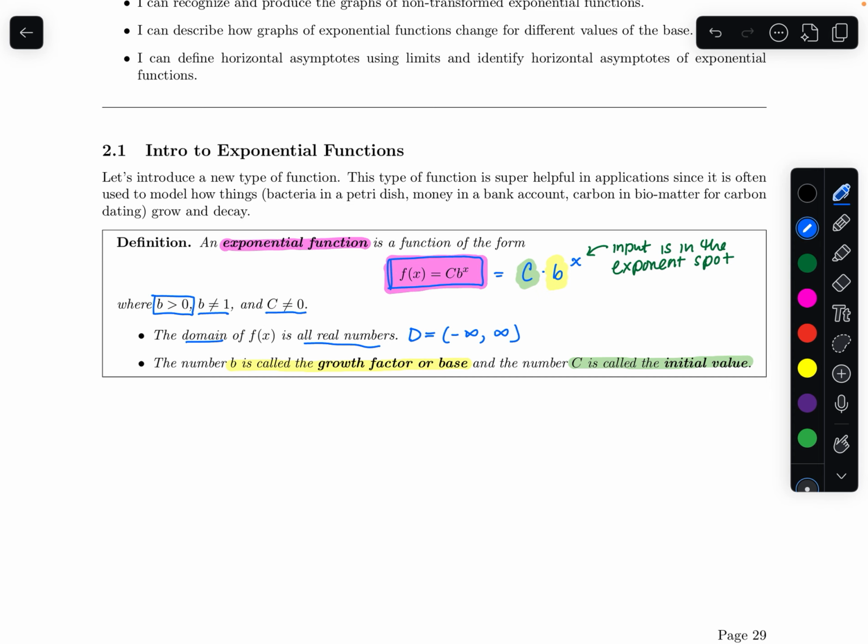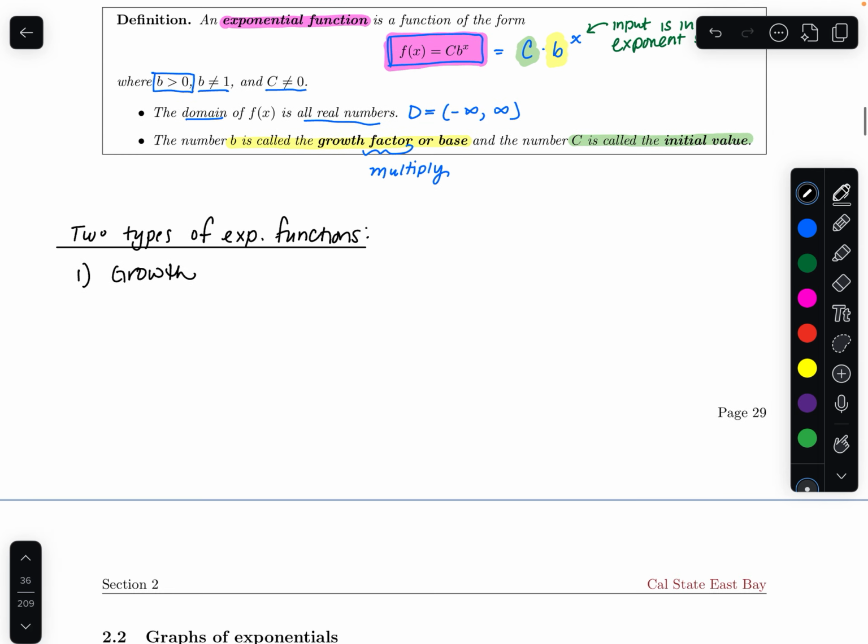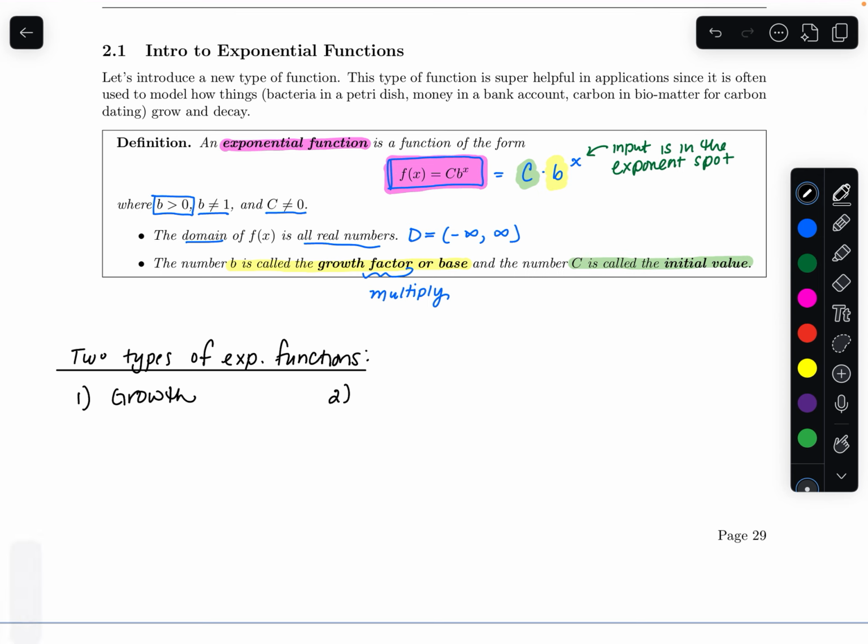And so the reason why this is called our growth factor, essentially, is that when we are working with our input, we're going to be multiplying values over and over and over, which means we have two types of exponential functions. So two types of exponential functions. The first one being growth, exponential growth, and the second one being decay.